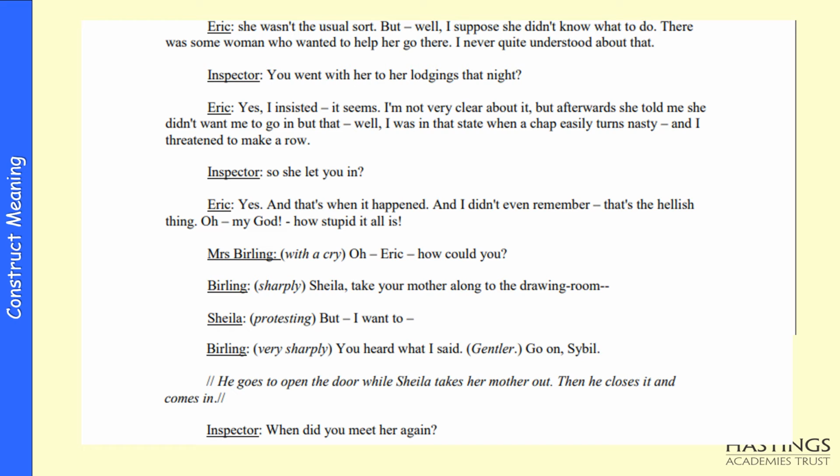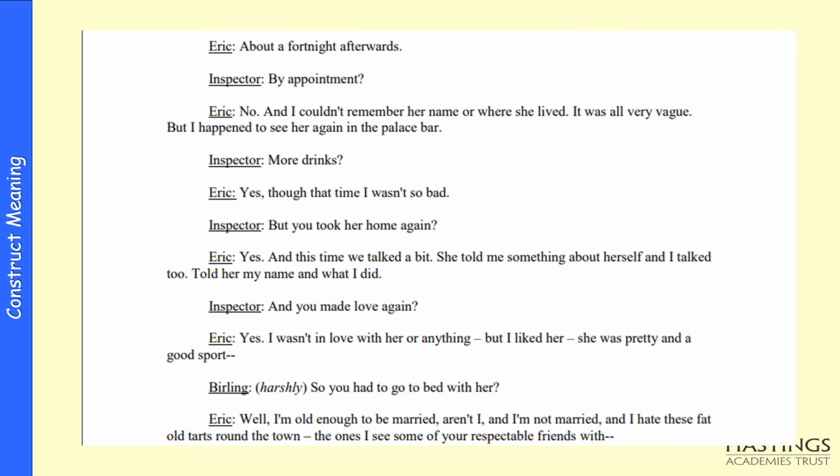Eric, how could you? Sheila, take your mother along to the drawing room. I want to stay. You heard what I said. Go on, Sybil. Come on, Mother. When did you meet her again? About a fortnight afterwards. By appointment? No. And I couldn't remember her name or where she lived. It was all very vague, but I happened to see her in the Palace Bar. And you took her home again? Yes. And this time we talked a bit. She told me something about herself, and I talked too. I told her my name and what I did.